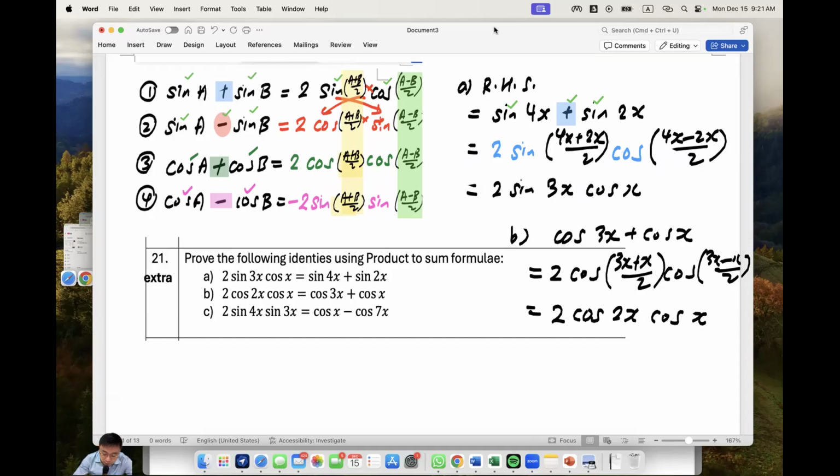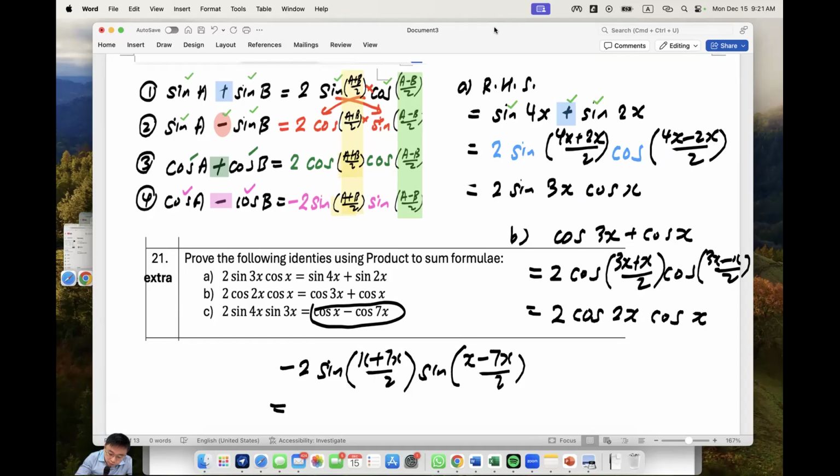Okay, and the last one. If we change from the left hand side, cos minus cos is what? Minus 2 sine, isn't it? So we have x plus 7x divided by 2. Another one is x minus 7x divided by 2. So you can get minus 2, 4x, isn't it?